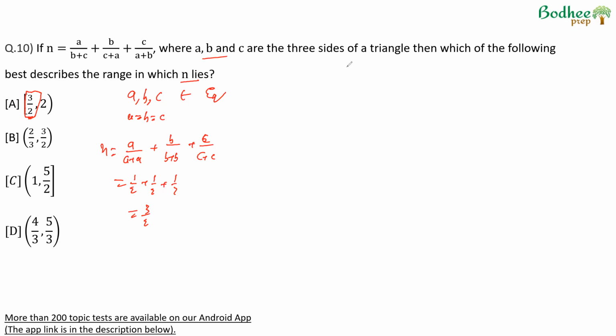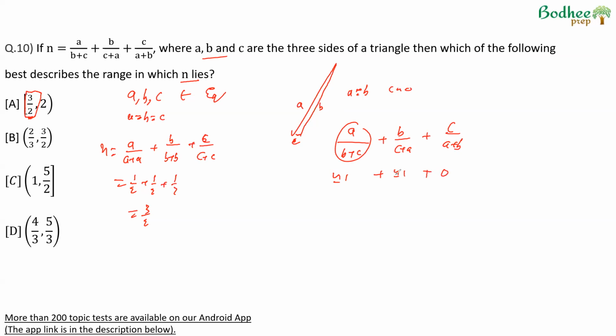If we look at the maximum value, we look at an extreme case where A and B are very, very large sides and C is a very small side. So A is approximately equal to B and C is approximately equal to 0. In that case, we have a upon b plus c, plus b upon c plus a, plus c upon a plus b. Since C is almost 0 and A is almost equal to B, this will just be less than 1. Similarly, here, this will just be less than 1. And this will be almost 0 because C is 0. And therefore, this sum will be just less than 2.